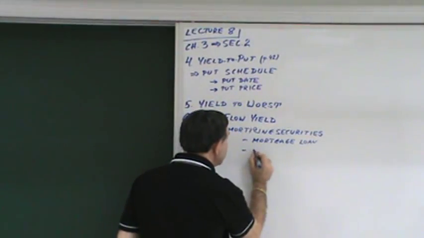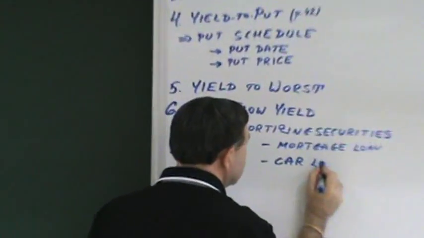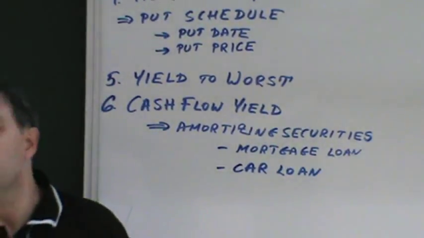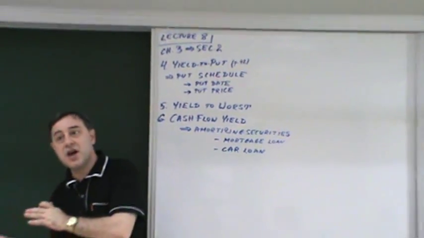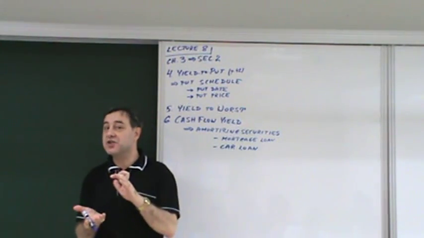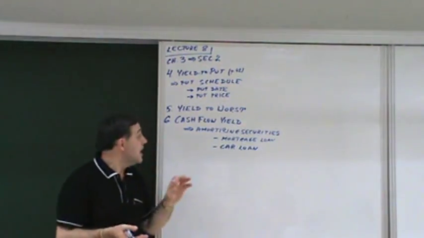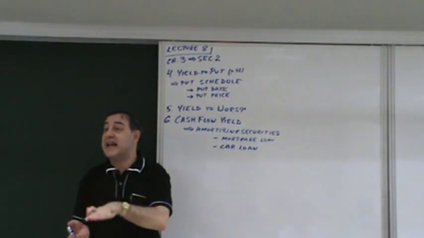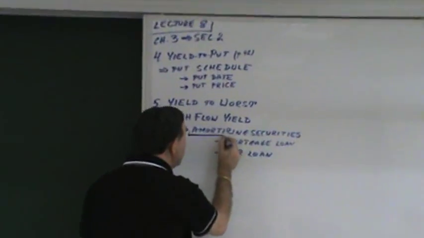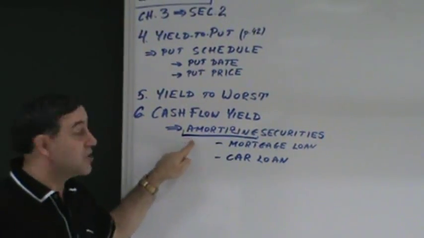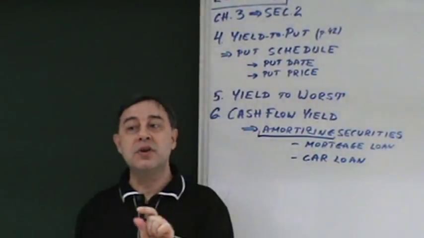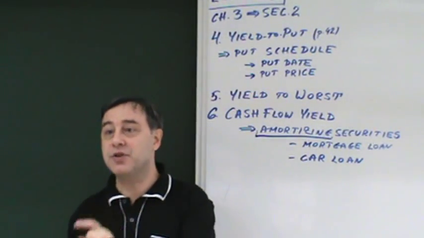Another example will be a car loan. In a car loan, it's the same situation. You're paying every month $300, $200 will be going towards interest, $100 will be going towards principal, and you're going to be paying steadily down the principal. To amortize means to pay down the principal.